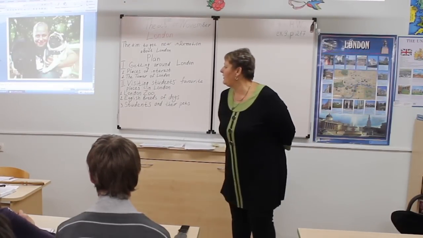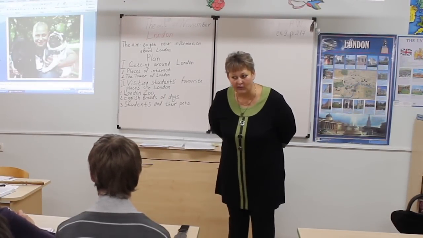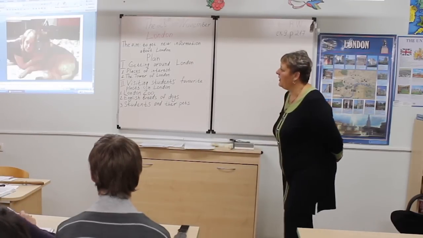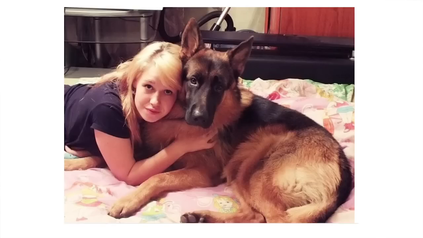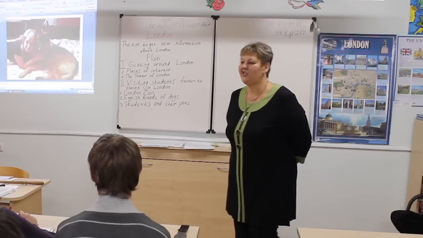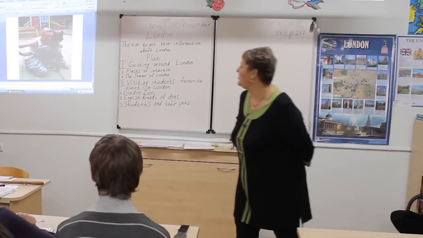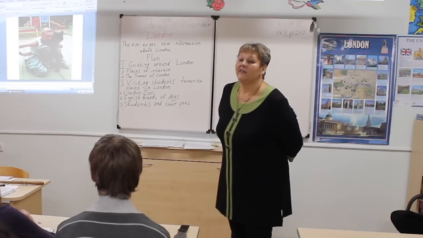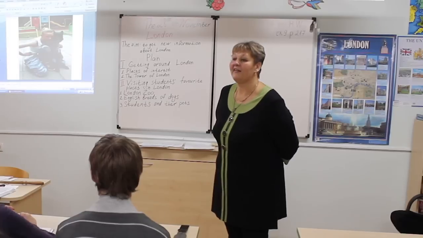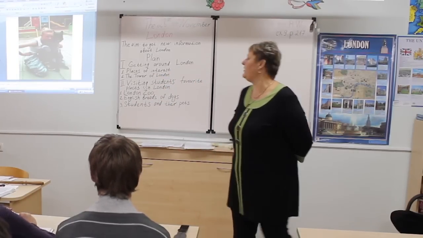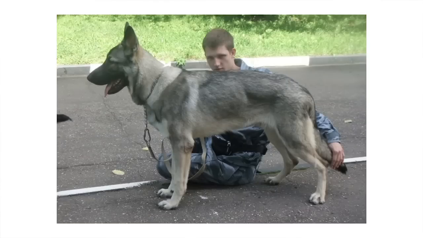It's Julia Fyodorova. She has 2 dogs, a pug and a Riesen Schnauzer, right? And Anastasia Kutynikova with a German sheepdog or shepherd, right? Such a nice picture. Ksyusha with an East European sheepdog, right? And Trunin Pavel with an East European sheepdog. Thank you.